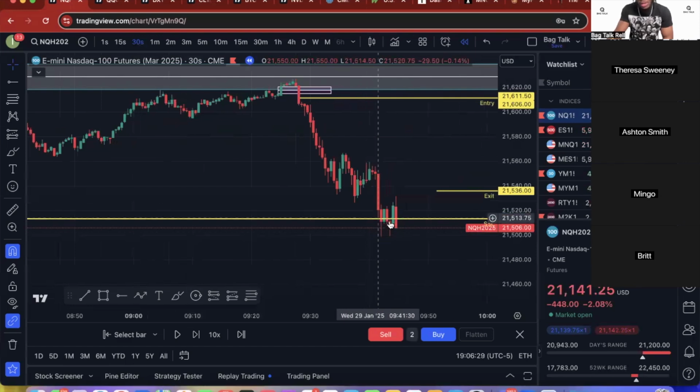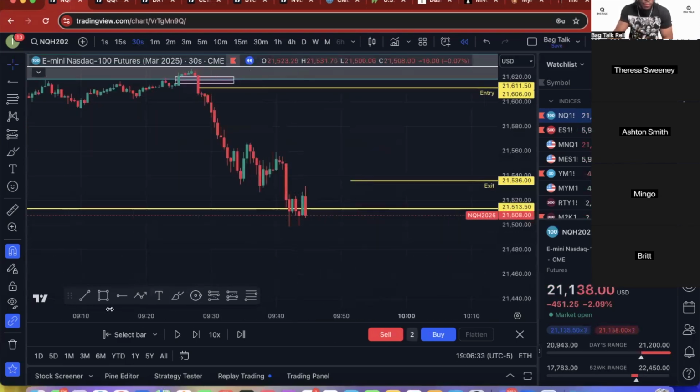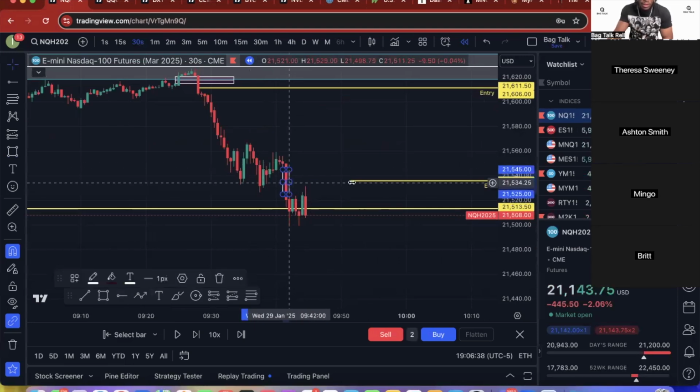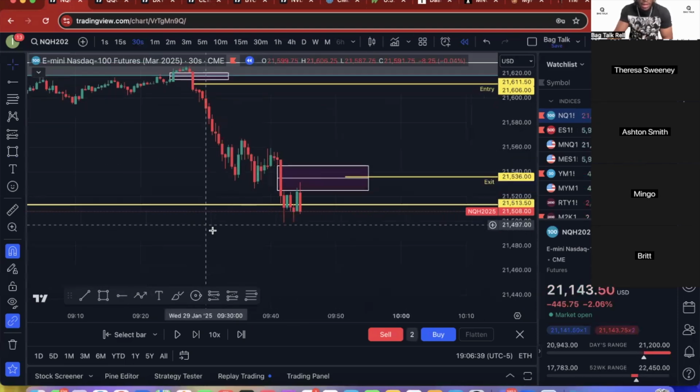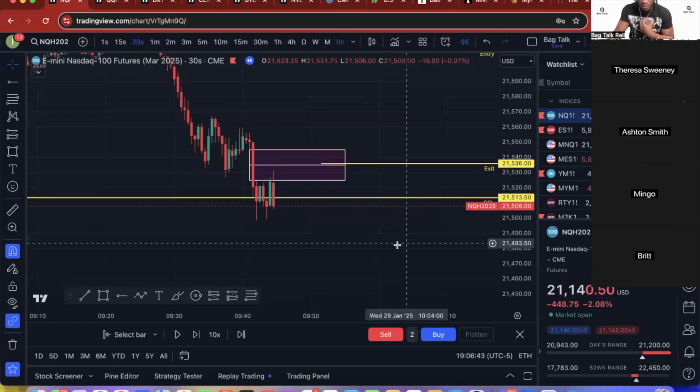And then we get to the target, and then we can start looking to take profits. For me, I'm only going to take profits if we invalidate this fair value gap. That's where I want to take profits, because I'm still going to hold my trade based on PD arrays. All right.